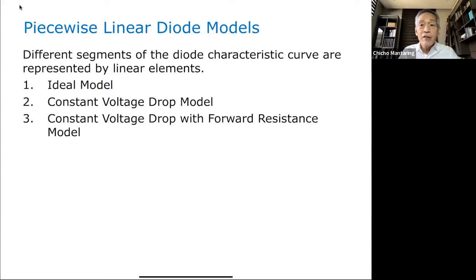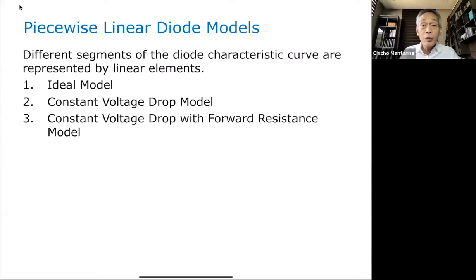If it is a nonlinear device, it is relatively difficult to analyze the circuit because our equations are going to be difficult to solve. So what do we do? We can model the diode using piecewise linear models. That is, different segments of the diode characteristic curve are represented by linear elements.